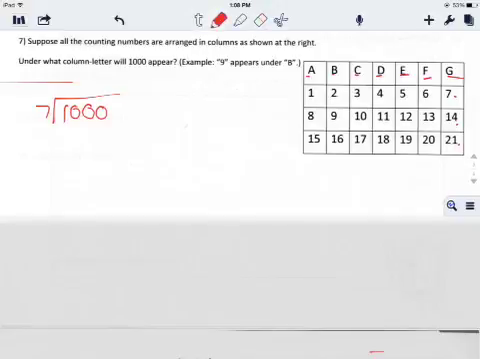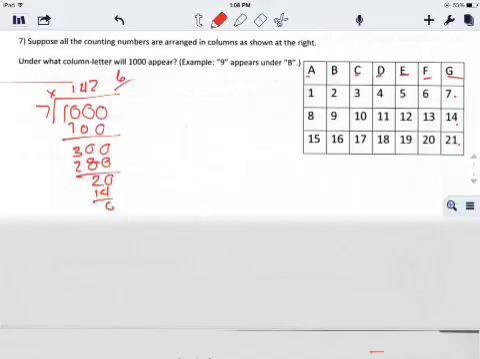Okay, so 1, go real quick here. We have 300 left. 4, this is multiplication. 4 times 7 is 28. And we're left with 20. And 2 times 7 is 14. And we're left with a remainder of 6. Or 6 out of 7.